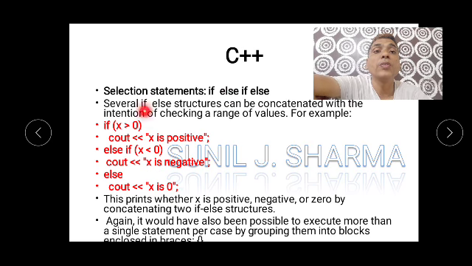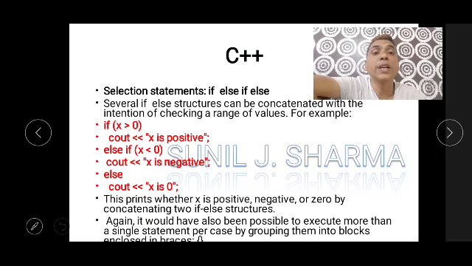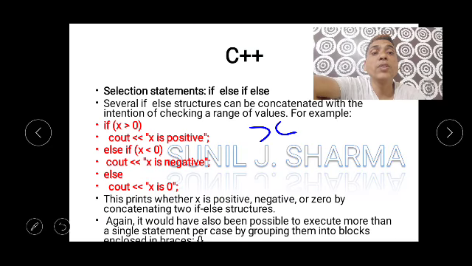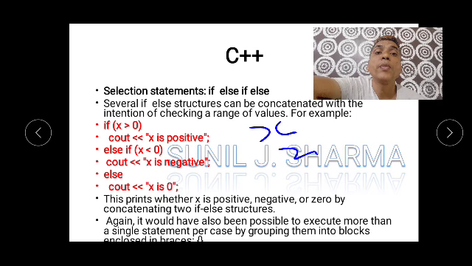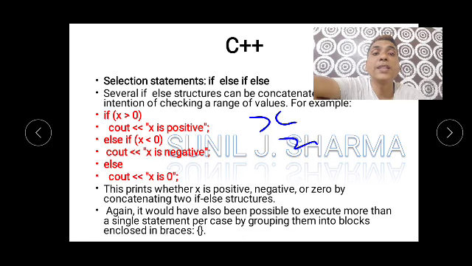Several if structures can be concatenated with the intention of checking the range of the values. Like here, we want to check whether the number is greater than 0. Suppose the x value is 2. Here you can see that 2 is greater than 0. That's why it will just print x is positive and all the other statements will not be executed.